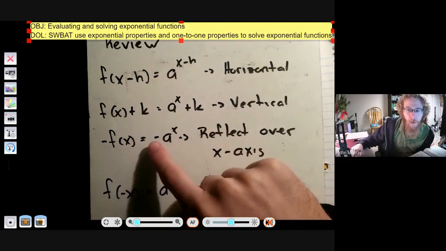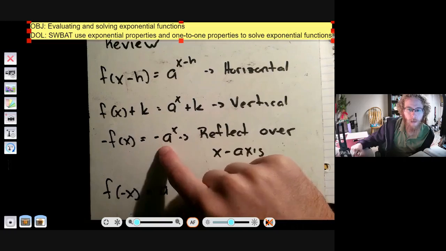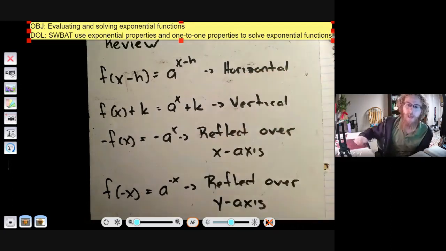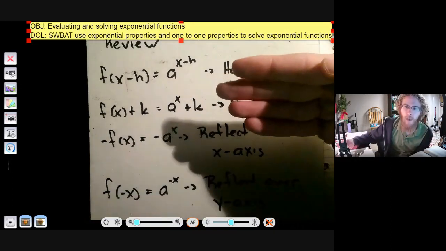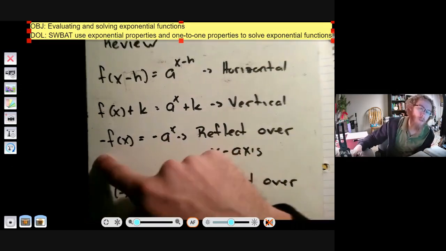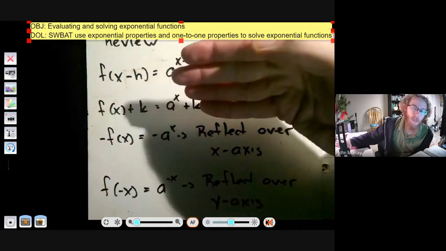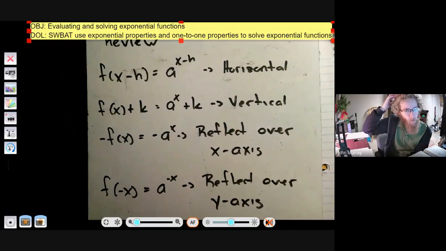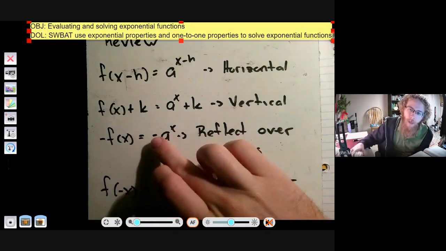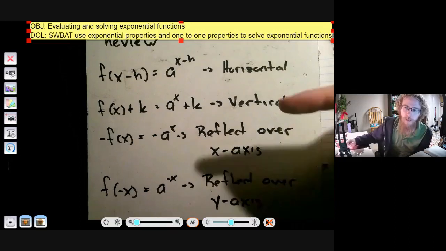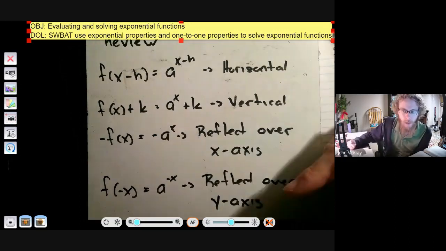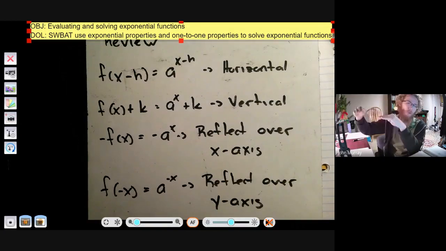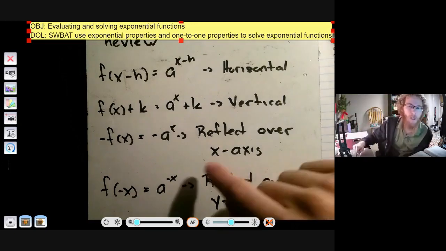If you throw a negative in front of your function, so negative a to the x, negative 2 to the x, negative 5 to the x, that reflects it over the x-axis. So you would have it from the top. And if you're thinking about it, all you're doing is taking the answer and making it negative. So that's taking all your answers above the x-axis and putting them below the x-axis. So when you see the negative on the front like that, it's a reflection over the x-axis, or a vertical reflection. Be careful, those are kind of flip-flopped. If you're doing a vertical reflection, it's over the horizontal x-axis.